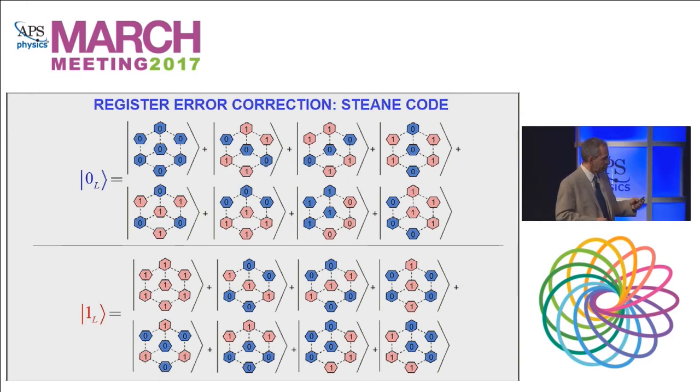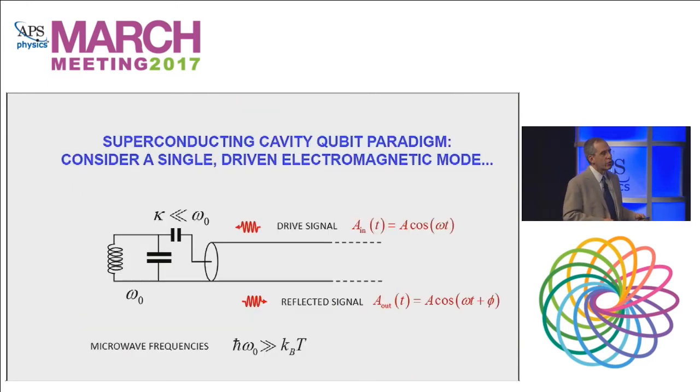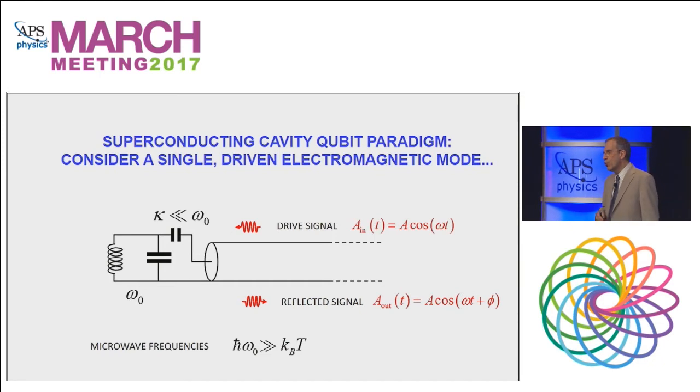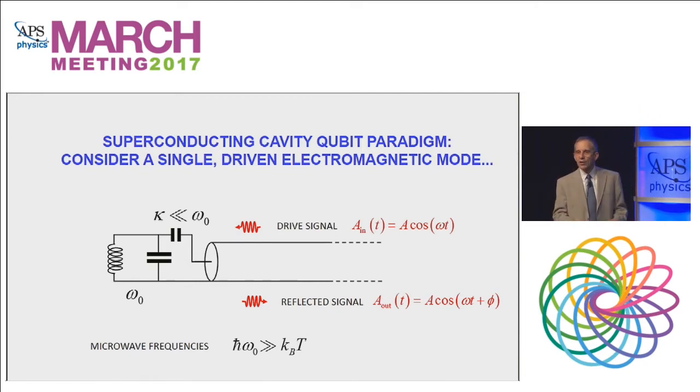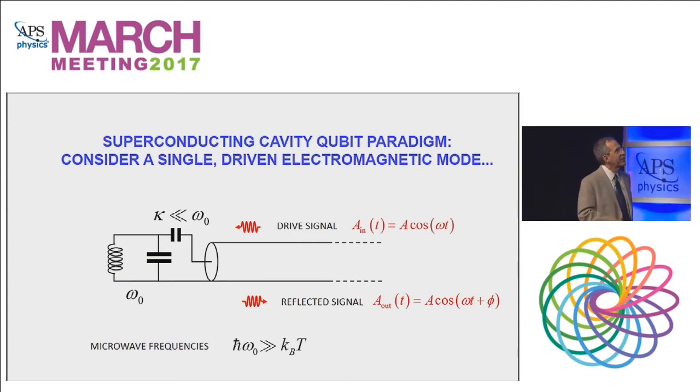So at Yale, we have developed a completely different paradigm, which is based on a superconducting cavity. Instead of encoding quantum information in a transmon qubit or another qubit based on a Josephson junction, we're going to encode the information in a superconducting cavity. Superconducting cavities are already very good. And here I'm representing it by the same kind of LC oscillator that Andrew has mentioned.